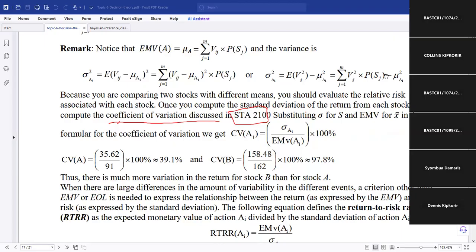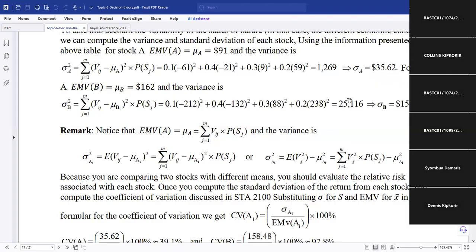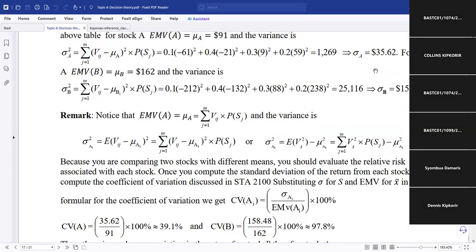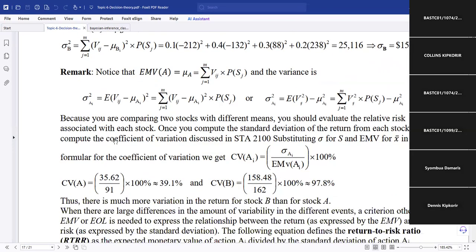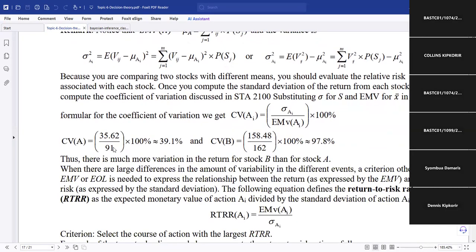it is 35.62. And for the second one, it is 158.48. So I take 35.62 divided by the mean, which was 91, that is whatever we have been using for the EMV, multiplied by 100. I get 39.1. For the second one, 158.48 divided by 162 multiplied by 100, I get 97.8.